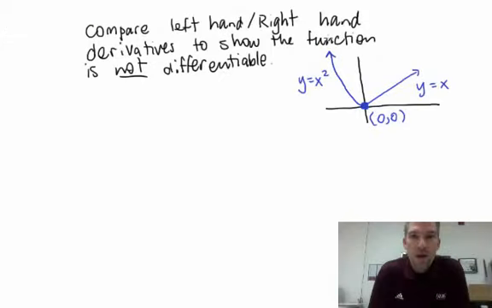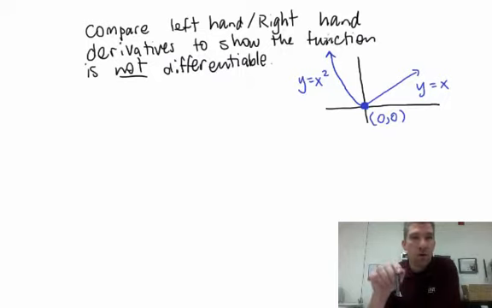All right, so here we have an example. This is from your book, question number 1. It says compare the left and right hand derivatives and show that at the specific point, which in this case is 0, 0, that the function is not differentiable. What does that mean? That means when we look at the derivative at the point 0, 0, and we look at the function from the left, which is y equals x squared, and from the right, which is y equals x, they aren't going to equal the exact same number.